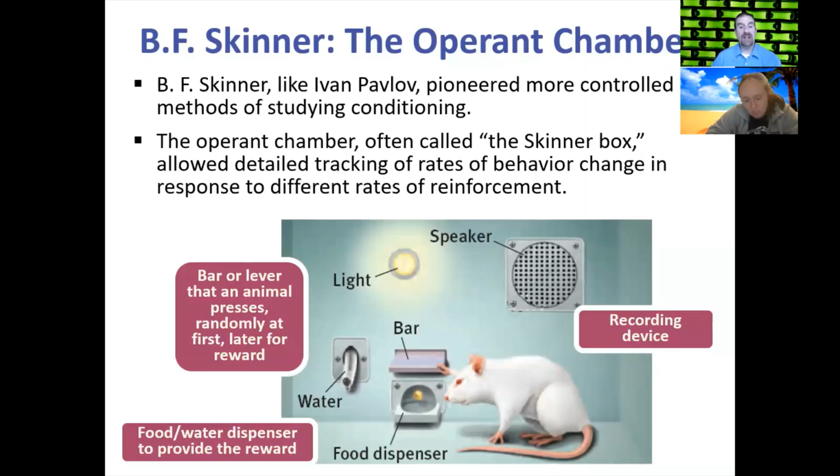The researcher then might make it more complex, so that the light has to be on and the mouse has to press the bar before it gets food. The mouse will eventually start learning this and shaping its behavior, so we can get it to the point where it's doing exactly what we want. We get the mouse to only press the bar when the light's on to get that food.